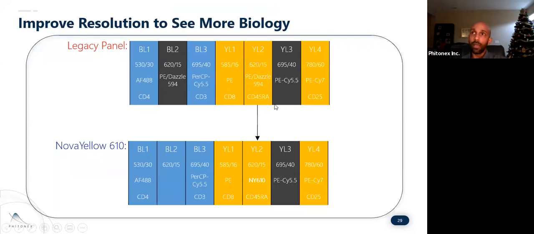And that's exactly what we did. We took PE Dazzle on CD45RA and replaced it with NovaYellow 610. Same detector, same antigen, nothing about the panel changed except we took PE Dazzle out and put NovaYellow 610 in. Because we don't have the cross-excitation that we have with PE Dazzle, that allows us to open up a detector. Now the blue detector BL2 that was initially closed off is open, so our 11 useful channels have already been expanded to 12 useful channels just by swapping out this fluor.